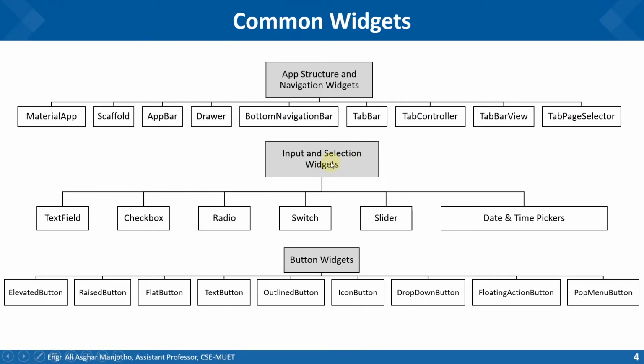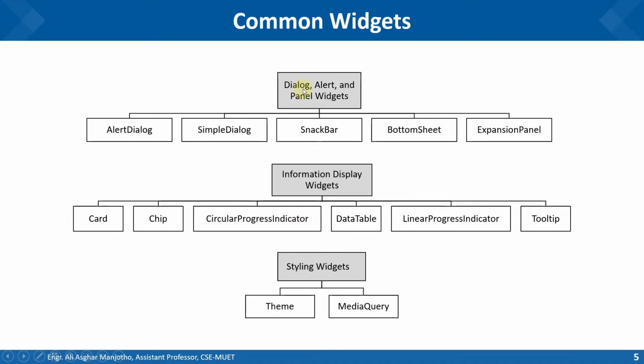Then you have input selection widgets, such as text field, checkbox, radio, switch, and many components that receive input from the user. Then there are a bunch of button components available with different styling, like icon button, outline, elevated button, floating action button, menu buttons. You can have dialog box widgets. You can have information based widgets such as card, chip and tooltip. Then you can also have styling widgets, such as applying a theme, or a special widget called the media query. This is also one of the special widgets mostly being used in Flutter.